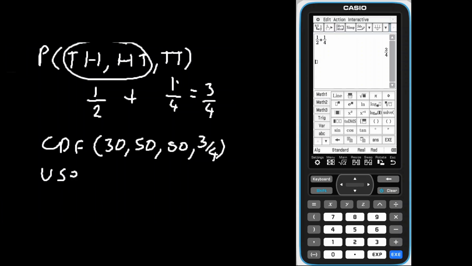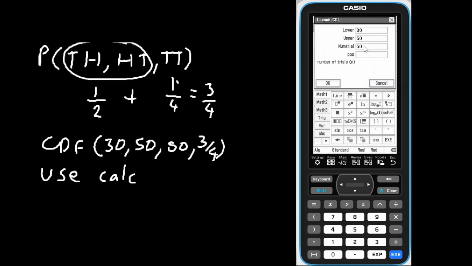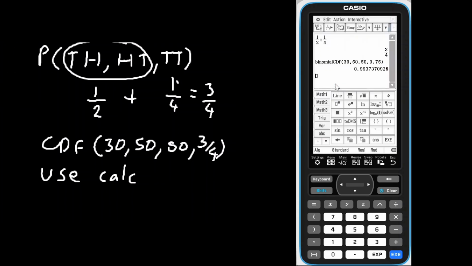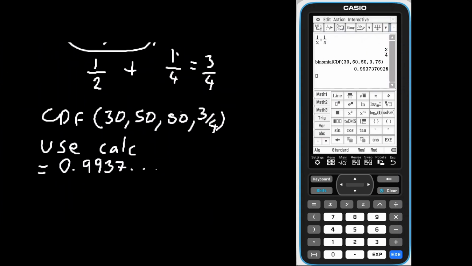Again, we're going to tell the marker that we're going to use the calculator, and then we're just going to go ahead and use the calculator here. So interactive, distribution, discrete, binomial, CDF. Our lower bound is at 30, our upper bound is at 50. We've got 50 here, and the probability of success is 0.75. And when we run this, it's going to give us a very, very high number, 0.9937 and so on. So we can say this is approximately equal to 0.994 and leave it at that.